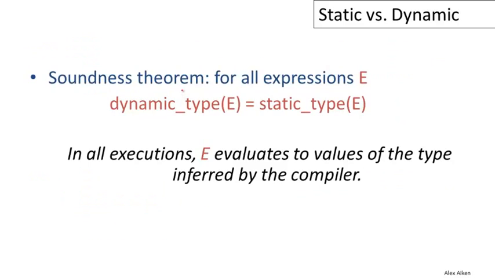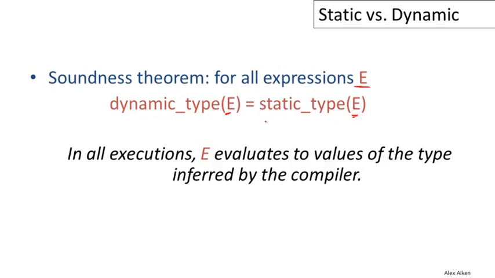And this relationship can be formalized by some kind of a theorem that proves something like the following. What we'd like to know is that for every expression E, for every program expression E that you can write in the programming language, the static type that the compiler says that expression is going to have is equal to the dynamic type of that expression.